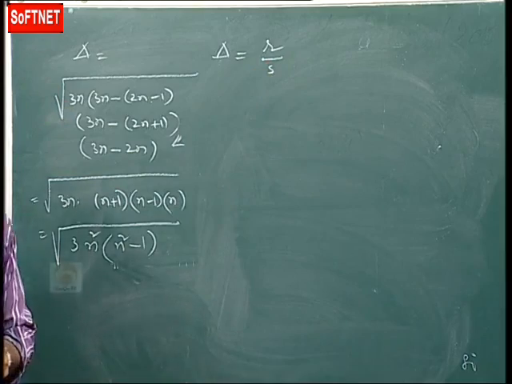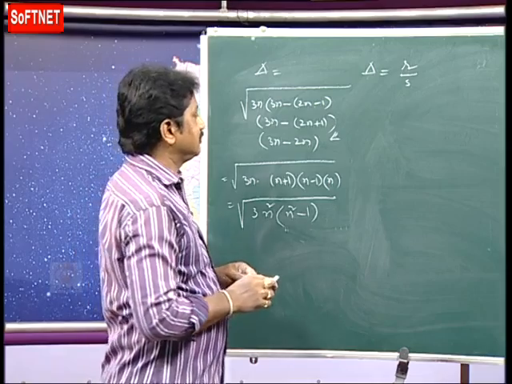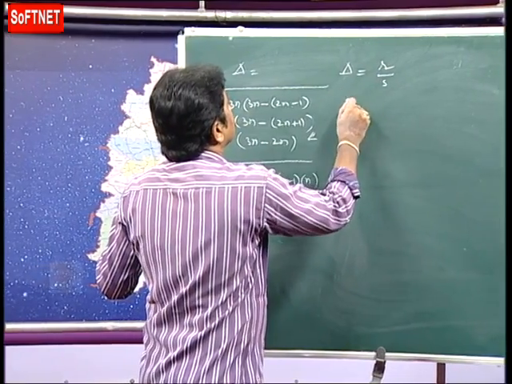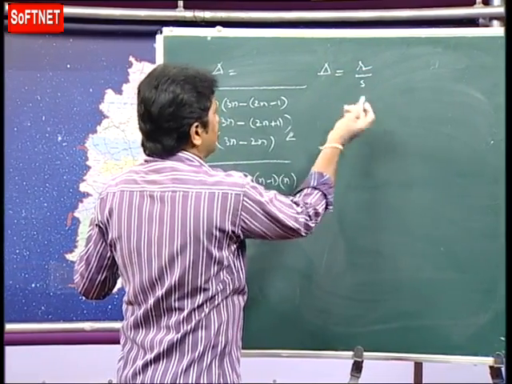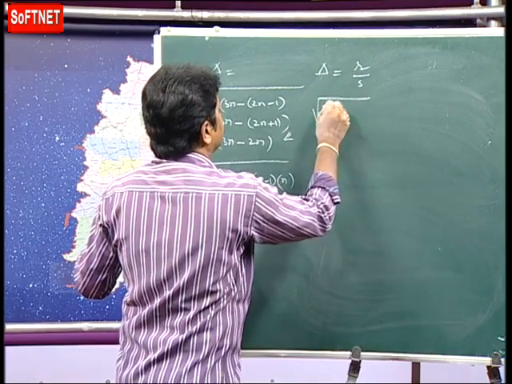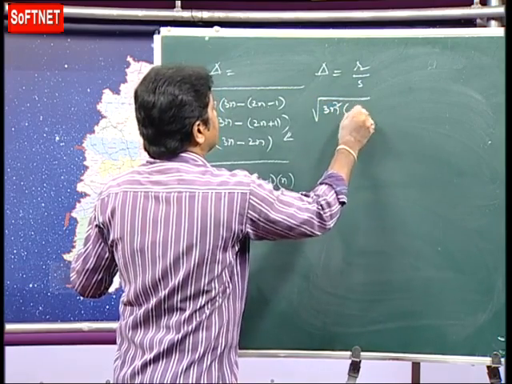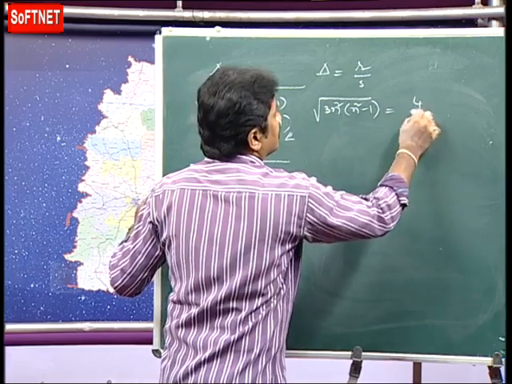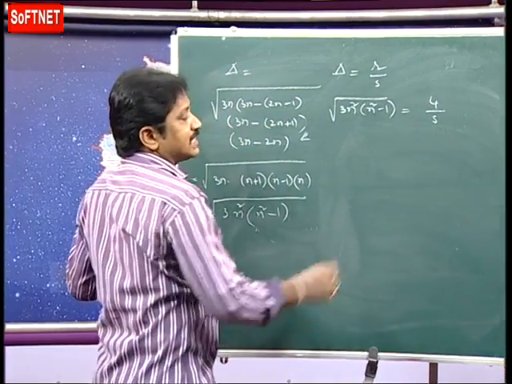Correct? We can say delta is equal to R by S. Or you can say R equal to delta by S. Same answer, you can say delta is equal to square root of 3n square of n square minus 1 is equal to 4 by S. S is how much? 3n.